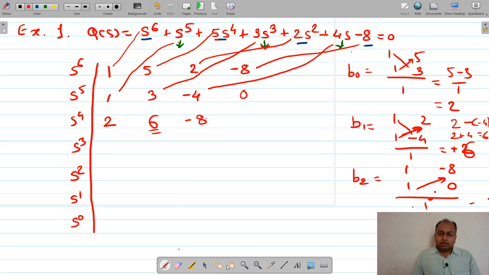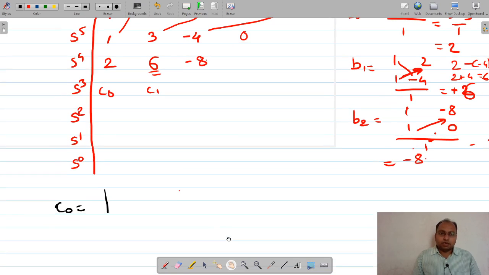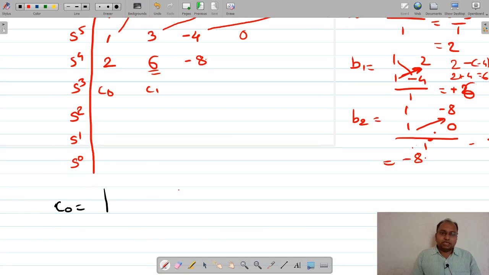Is that fine? Okay, now let us find out C1 and C2. So this is nothing but my C0 and C1. Is that fine? Okay, let us find it out then. Let me change the color. So C0 is over here. How to find out C0? So the elements are nothing but 1, 3, 2, 6.